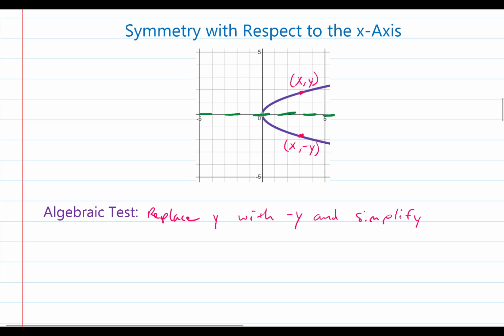So with this test, we are trying to replace y with negative y, simplify, and see if we can go back to the original equation. If we are successful and we are able to go back to the original equation, then that means the equation represents a graph that is symmetric with respect to the x-axis. If we are unable to simplify and go back to the original equation, then that equation represents a graph that is not symmetric with respect to the x-axis.